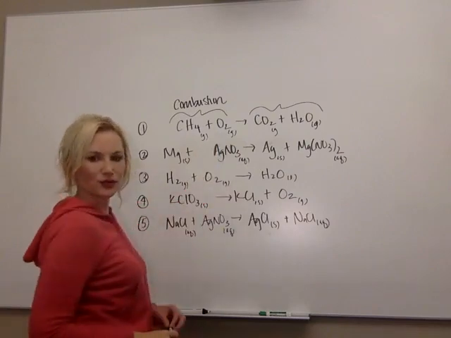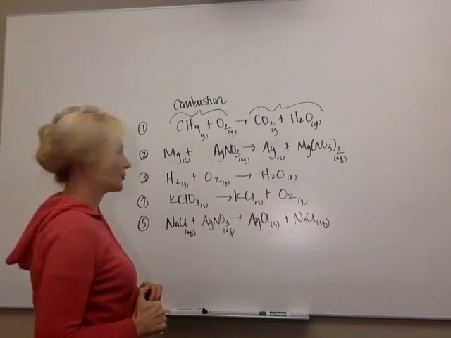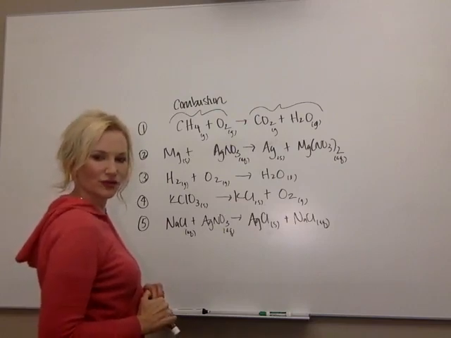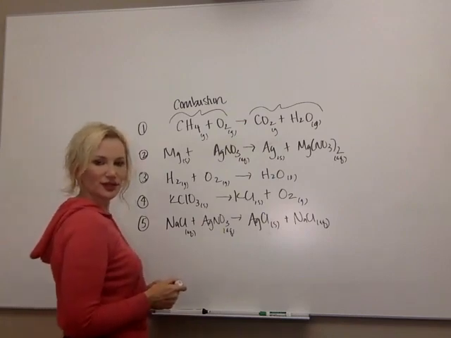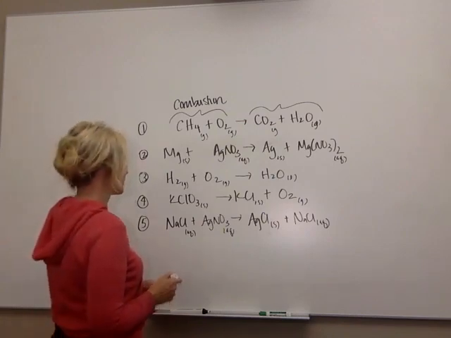Even many metals will combust. They burn pretty well. Magnesium, for example, is used in old flash photography, and it gives off a really bright light. Combustion reactions are exothermic. They release a lot of heat.